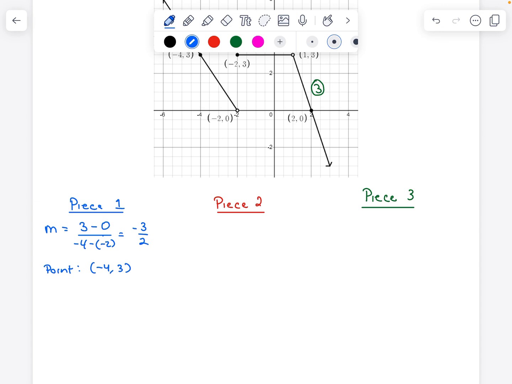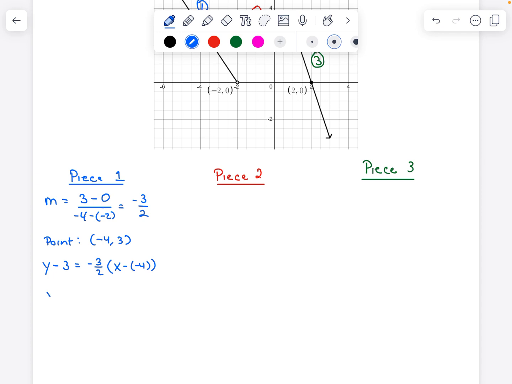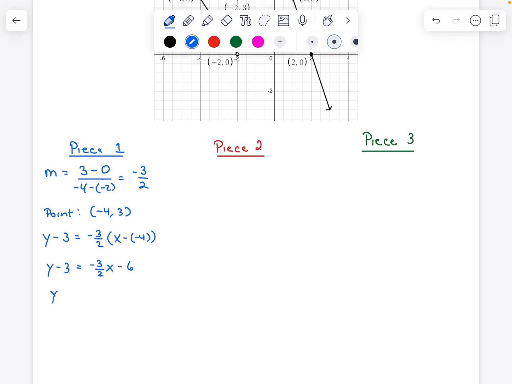So the point-slope form will be y minus 3 is equal to -3/2 times (x minus -4). Distributing the -3/2, we have -3/2 x minus 6, and then we're going to add 3 to both sides.